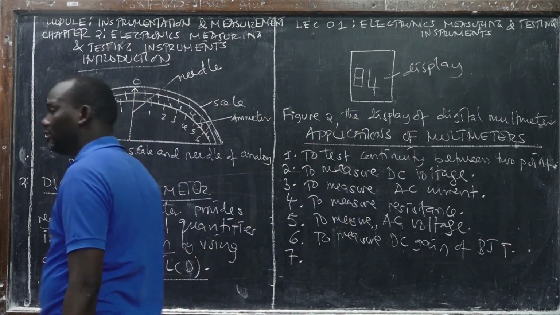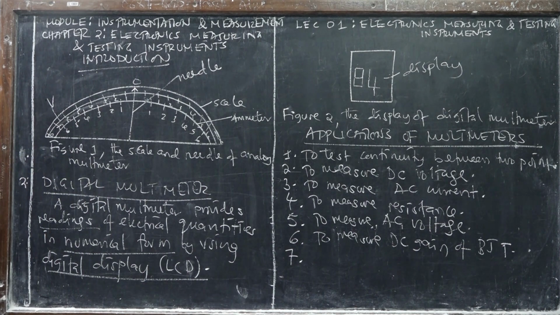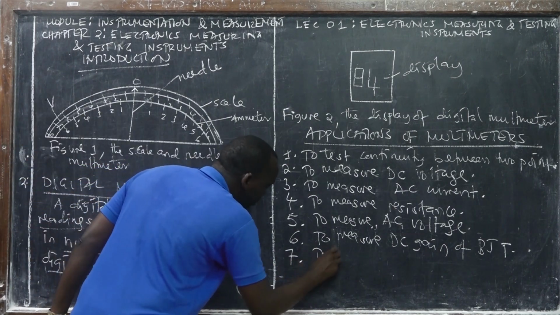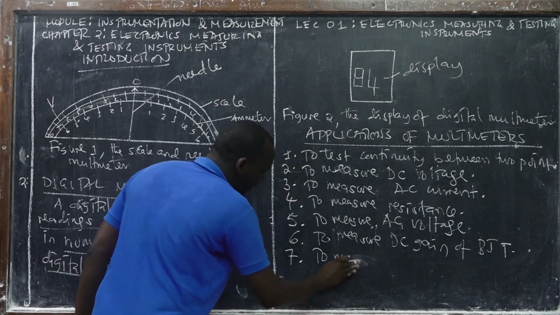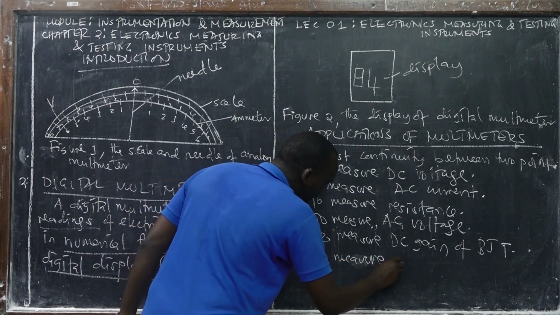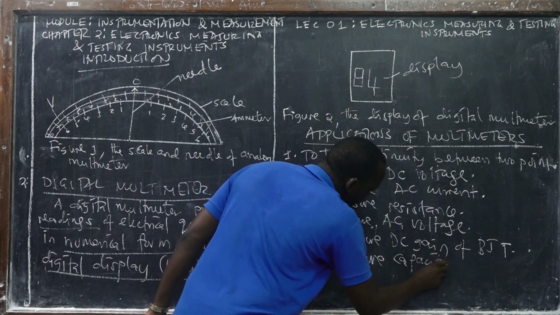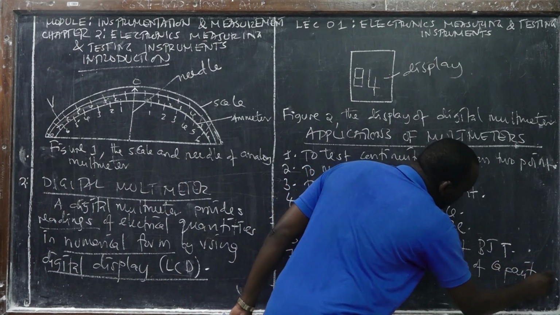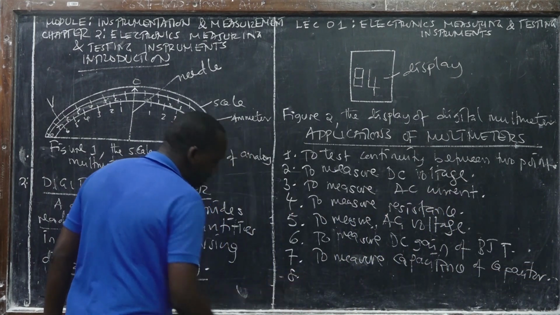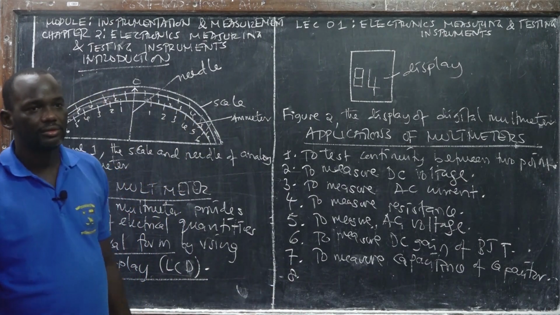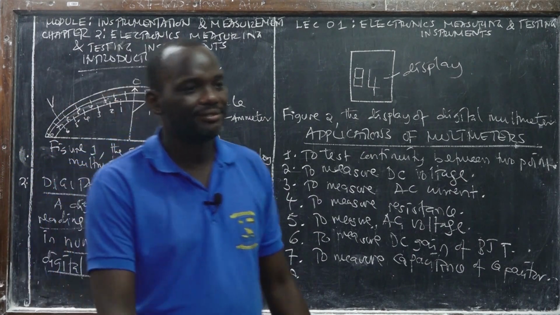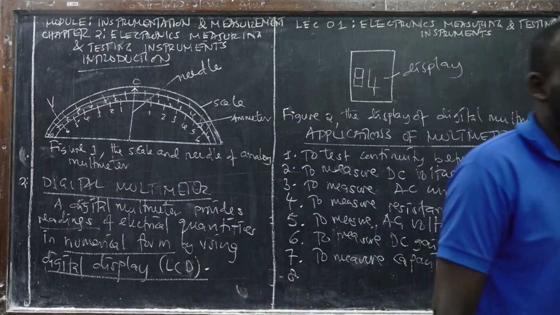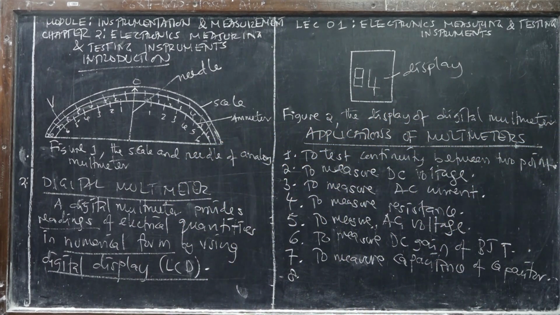Number 7, again, Emmanuel. To measure the capacitance of the capacitor. Very good. So multimeter can measure capacitance of the capacitor. Number 8, Countryman's neighbor. What's your name? Vanessa. Vanessa, number 8. To measure what?